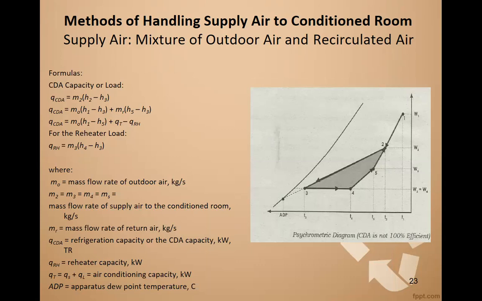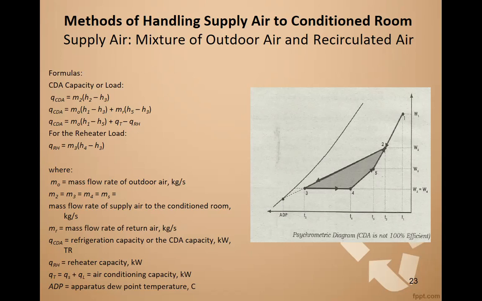Q_CD is equal to M_O times (H1 minus H3) plus M_R times (H5 minus H3). Q_CD is equal to M_O times (H1 minus H5) plus Q_T minus Q_RS. For heater load, Q_RS is equal to M3 times (H4 minus H3). And M_O is the mass flow rate of outdoor air, kilogram per second.